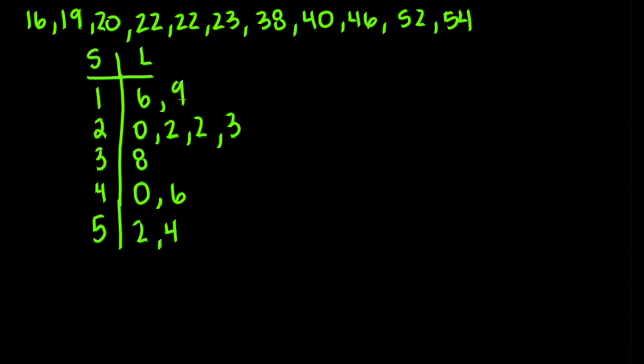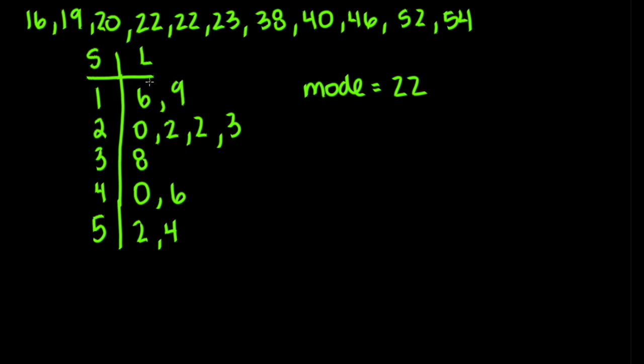No other number in this stem and leaf plot occurs twice on the same line. So we know that our mode equals 22. Next, we are going to find our median. The median is the middle number.